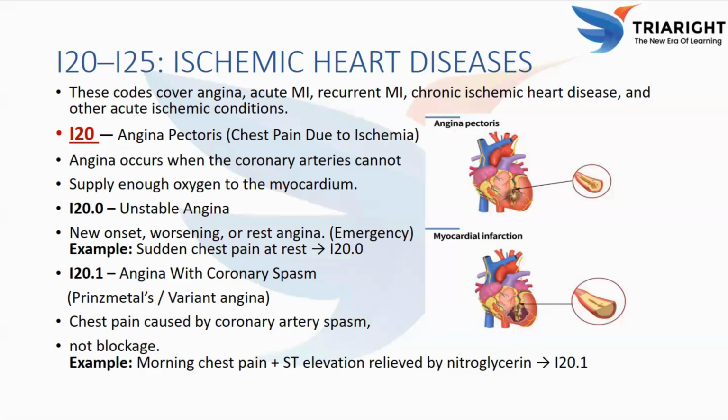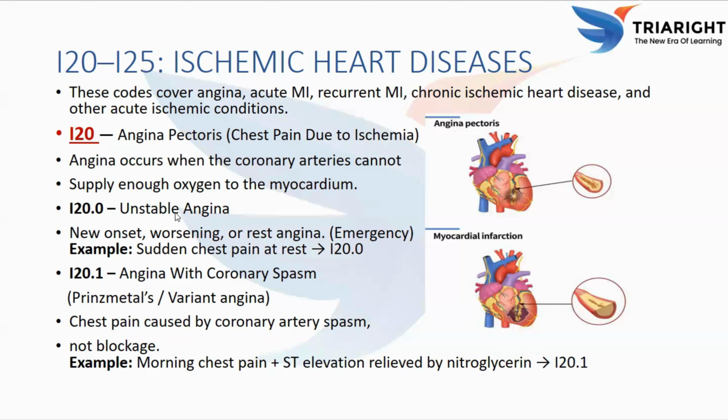So what do you mean by angina pectoris? This occurs when the coronary arteries can't deliver enough oxygen to the heart muscle. So whenever the coronary arteries do not deliver enough oxygen to the heart muscle, chest pain occurs, resulting in angina pectoris. So it's a warning sign of underlying coronary artery disease.